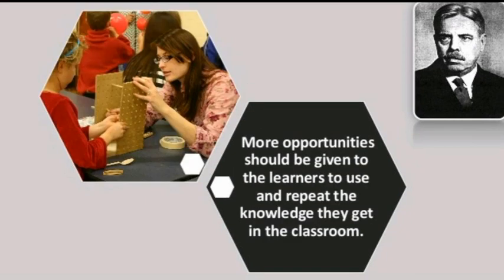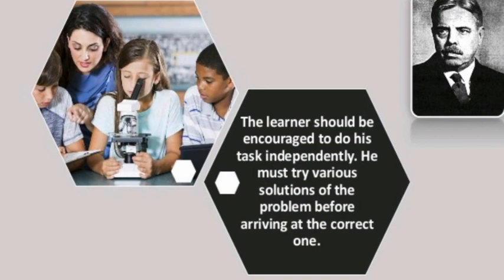More opportunities should be given to the learners to use and repeat the knowledge they get in the classroom. The learner should be encouraged to do the task independently. He must try various solutions of the problem before arriving at the correct one. So this is all about Thorndike's learning theory. This is totally based on the trial and error method.